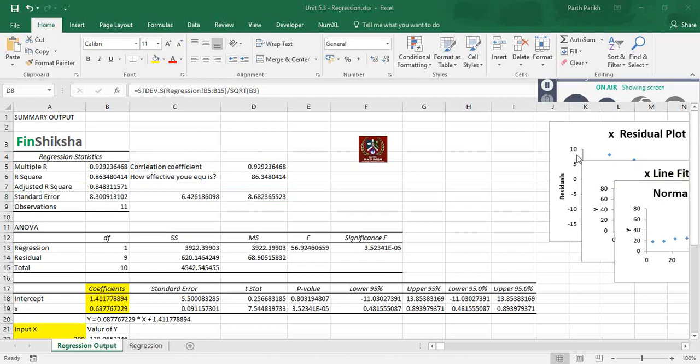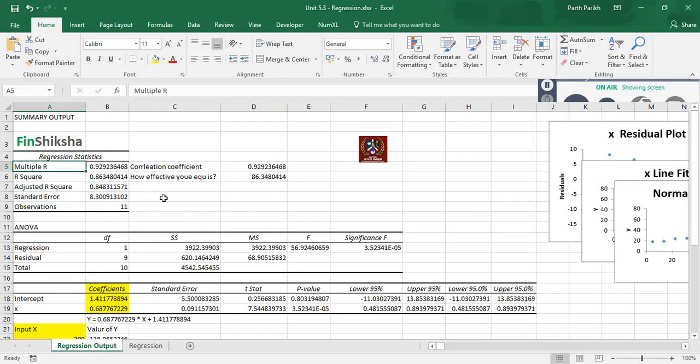In this video, we are going to have a look at the end-to-end regression output. Like in the previous video, we did look at a few of the elements, but in this video, we are going to look at the end-to-end regression output over here. So in the previous video, we had checked the multiple R.